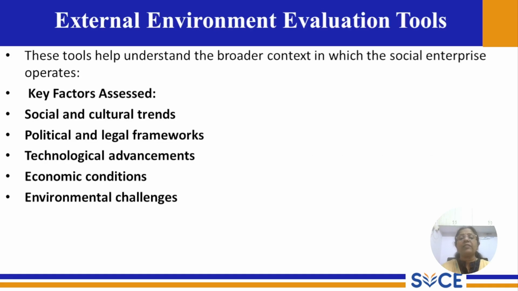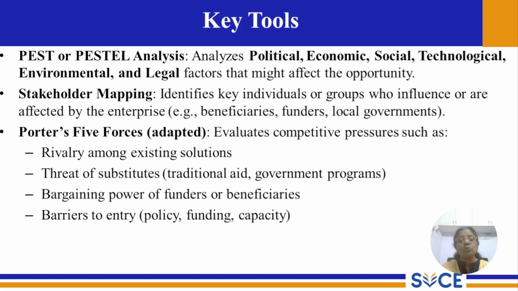So, what are the external environment evaluation tools? These tools help understand the broader context in which the social enterprise operates. So, what are the key factors that have to be assessed? Social and cultural trends, political and legal frameworks, technological advancements, economic conditions, and environmental challenges. So, what are the key tools to assess the external factors? PESTLE analysis. Already we discussed that. It analyzes political, economic, social, technological, environmental, and legal factors that might affect the opportunity.